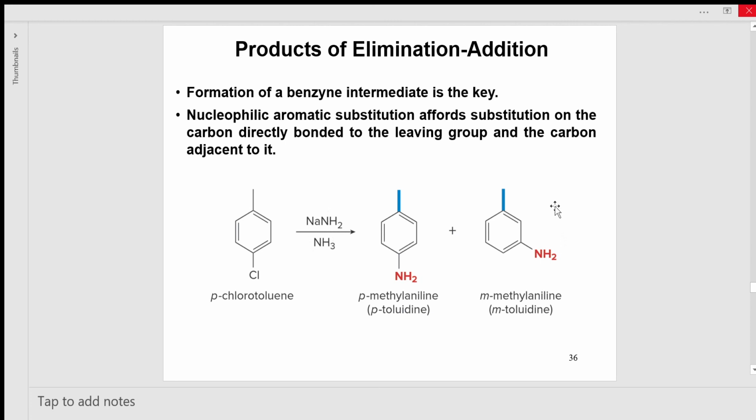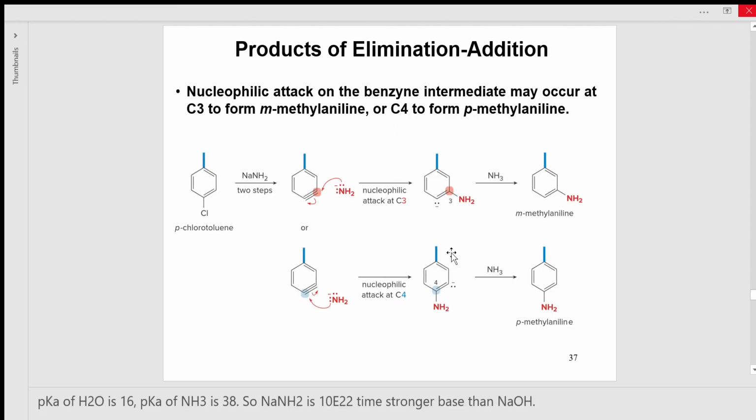So we are going to have two substituted products. The chlorine is either substituted at its position here, or the chlorine leaves, but the substitution occurs at the neighboring carbon, the neighbor of this chlorine. You see this position. So why does this happen? Let's take a look at the mechanism of the elimination-addition nucleophilic substitution reaction.